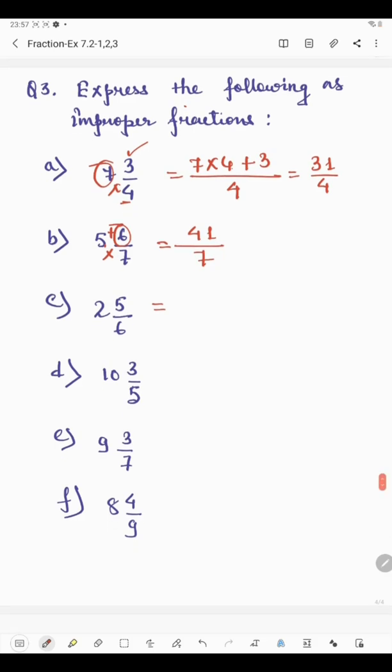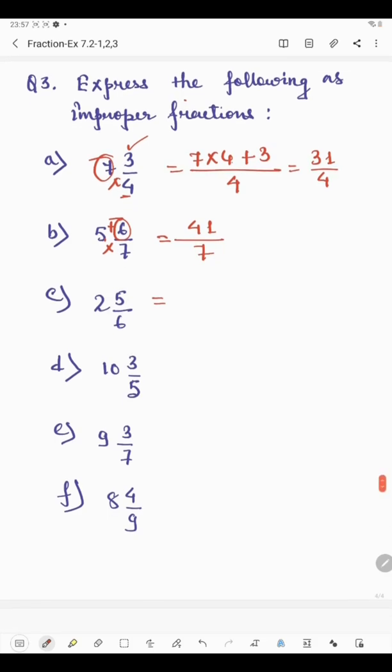Now in the C part we have 2 5 by 6. So we'll multiply the whole with the denominator. So it's 2 into 6 and the result is to be added to the numerator. So plus 5 and the denominator will remain the same, which is 6. So 6 2s are 12. 12 plus 5, 17 by 6.